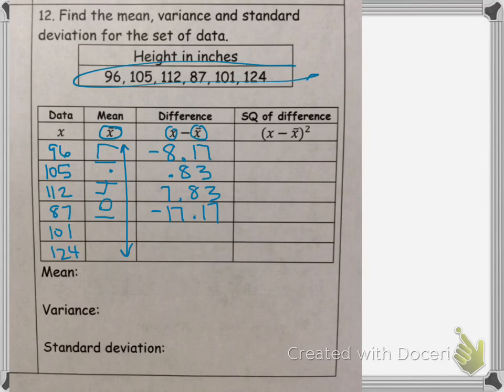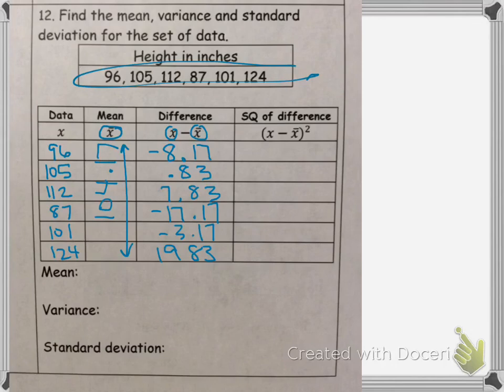101 minus 104.17 is a negative 3.17. I started saying the answer before I read the question. And then 124 minus 104.17 is 19.83. So there's that part of my box there.